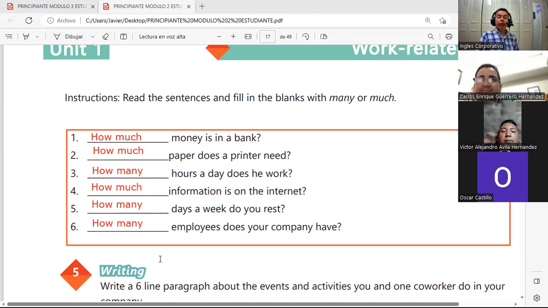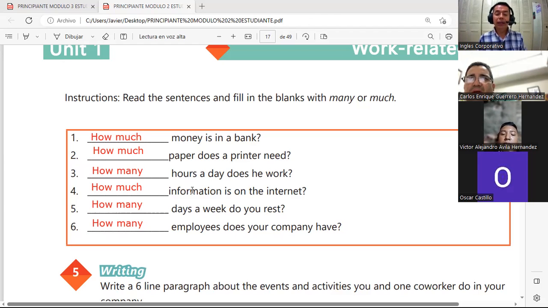Yeah. I think the most difficult here is to recognize what is countable and what is not countable, right? For example, paper, not countable. Money, not countable. Information, not countable, right? But then hours, days, employees, mangoes, pencils, books, those are countable, right? Good.